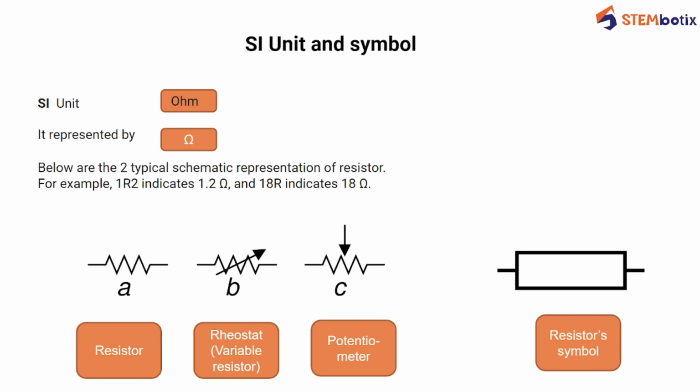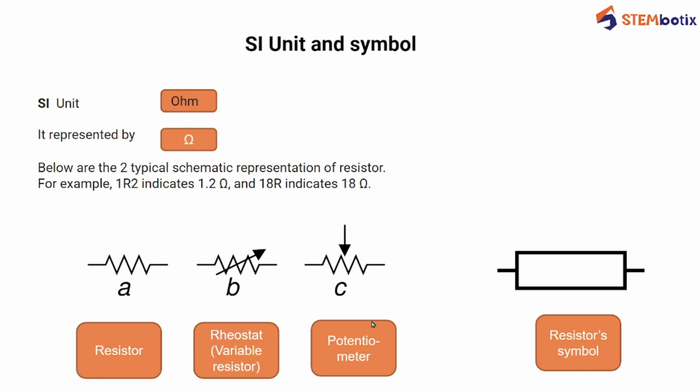Now let us see the SI unit and symbol. The SI unit of a resistor is ohm, O-H-M, and it is represented by this symbol which is in this box. So this is how your representation of the symbol for ohm is going to take place.